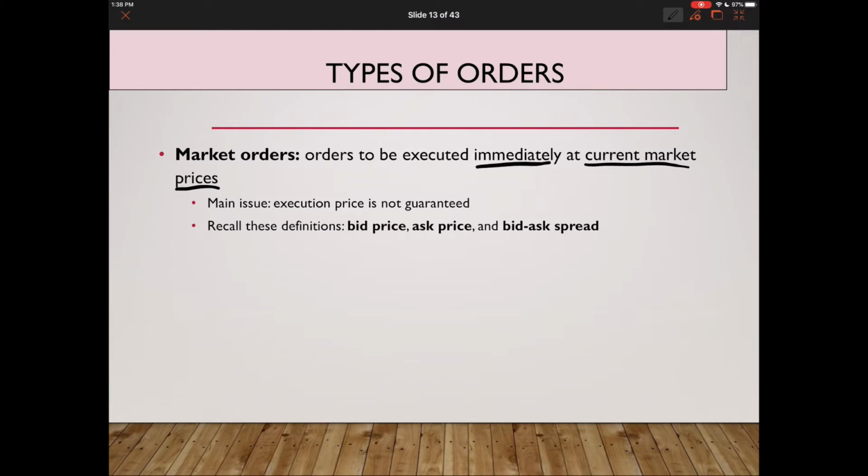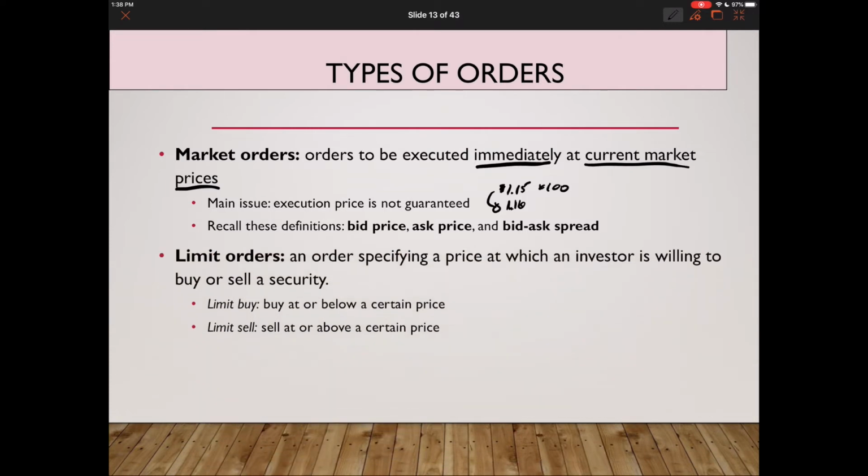Let's say the ask price is $1.15 times 100. That means that they are willing to sell 100 shares at $1.15, but let's say you want 200 shares. You would have to go down to the next ask price, which will probably be a little bit higher, to fulfill your total purchase. And share prices are fluctuating at rapid speeds, so your execution price is not 100% guaranteed.